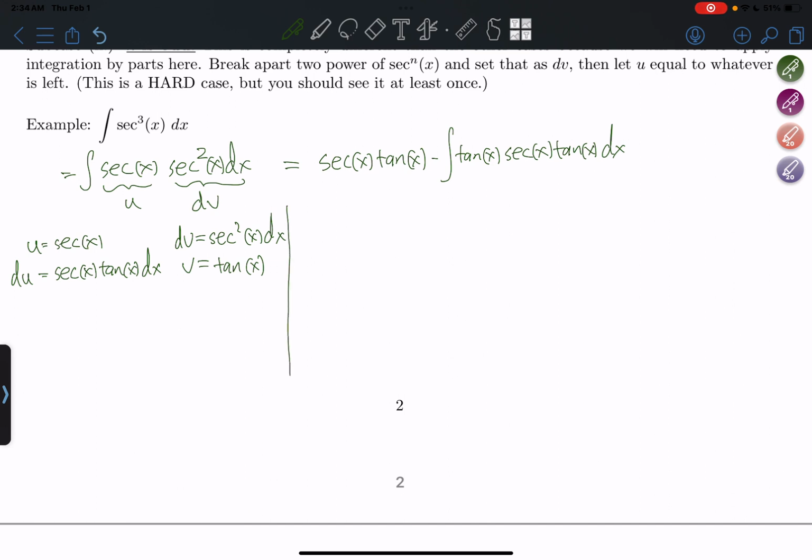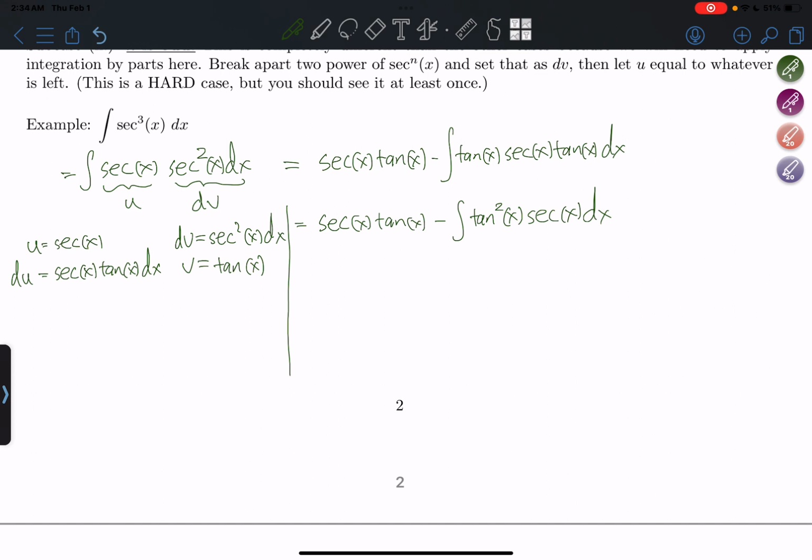Now let's just clean this up a little bit. We got secant x tangent x minus. What we have here is two copies of tangent, right? So that's just tangent squared x secant x dx. And unfortunately, this also falls under the fact that secant is odd, right? Because it's secant to the first power.